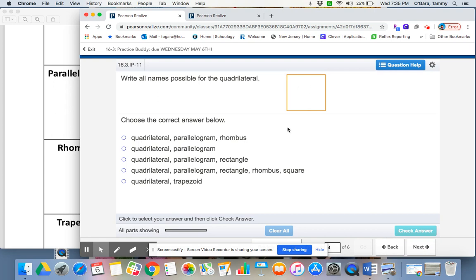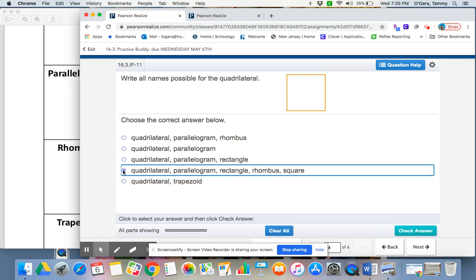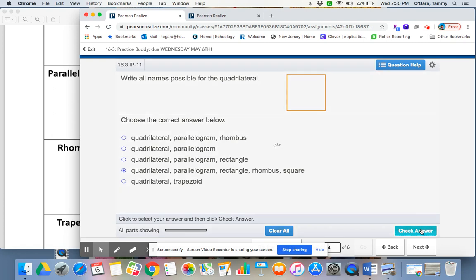Okay, again, they're giving us the square, which we just said is a quadrilateral, parallelogram, rectangle, rhombus.